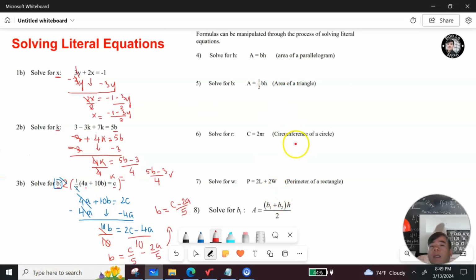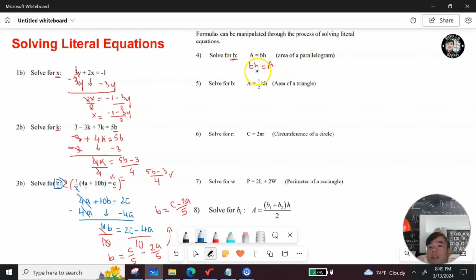Alright, let's move on to number 4. Solve for h. I look at this equation and see that there are 3 variables, a, b, and h. The question asks you to solve for h. So a equals b times h. I can write bh equals a. They're both the same. The reason why I write it this way is that it helps make it easier to understand.